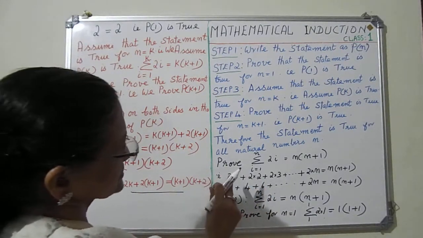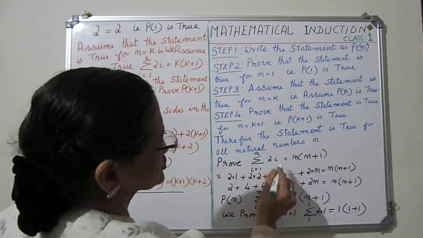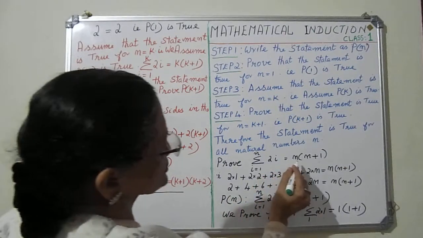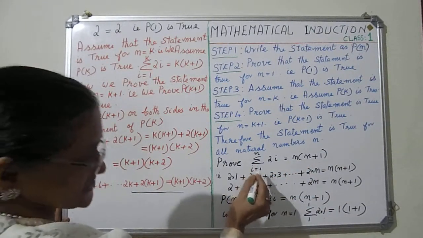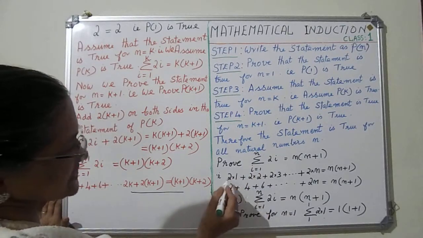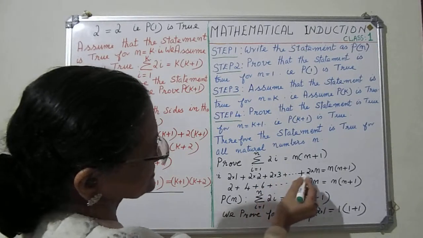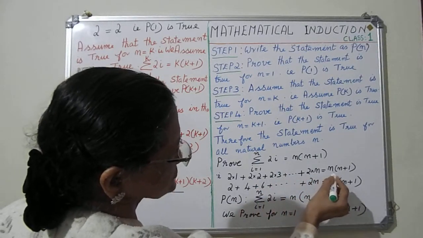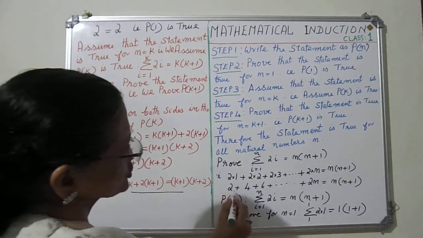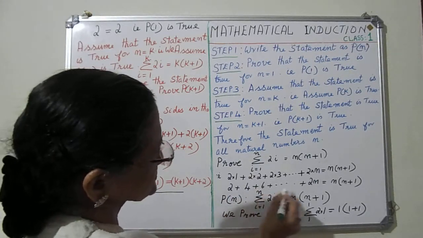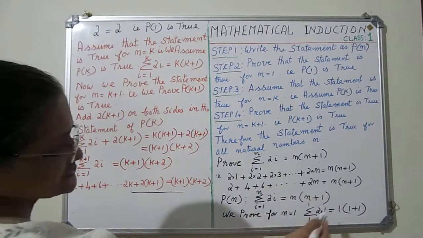See the question. Prove sigma i varying from 1 up to n of 2i is equal to n times n plus 1. When we expand the sigma notation, we will have 2 times 1 plus 2 times 2 plus 2 times 3 plus etc. plus 2 times n is equal to n times n plus 1. That is, 2 plus 4 plus 6 plus etc. plus 2n is equal to n times n plus 1.